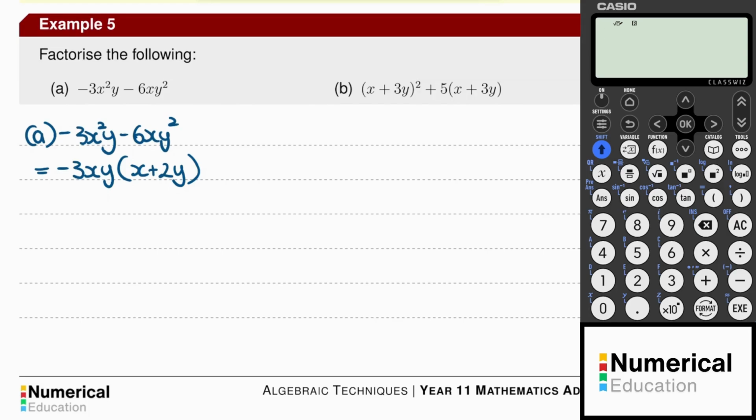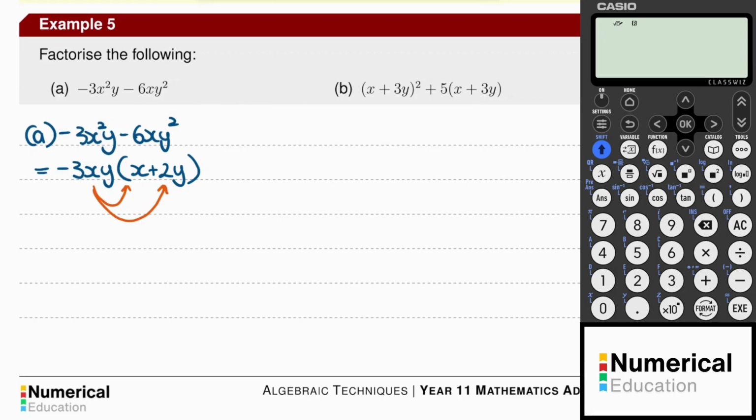You've done this multiple times, but I guess in the test, what you do want to do is to quickly check your answer, because if you were to re-expand that out, notice that you do get the original question. So that's how you know you've fully factorized it correctly.